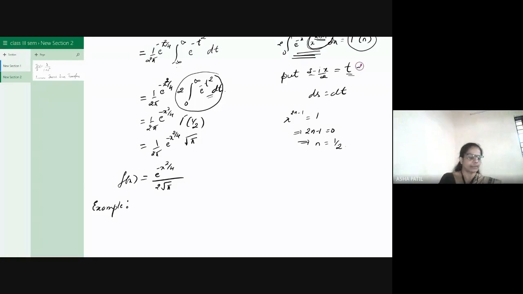Okay, take another example. Solve the integral equation.